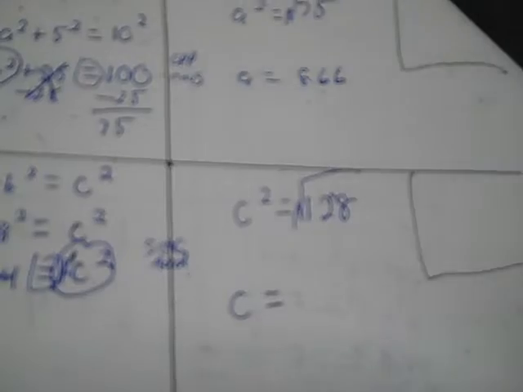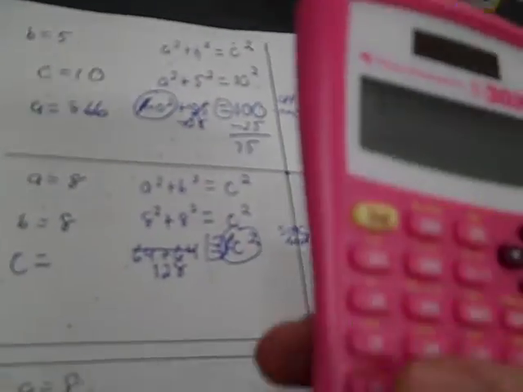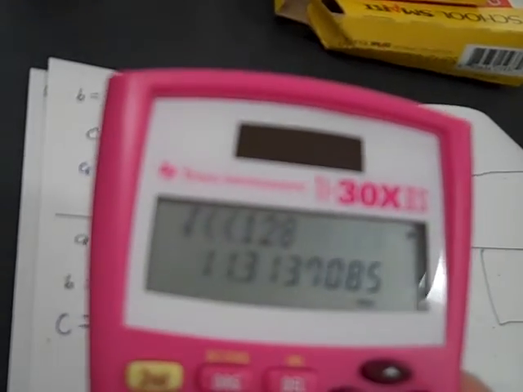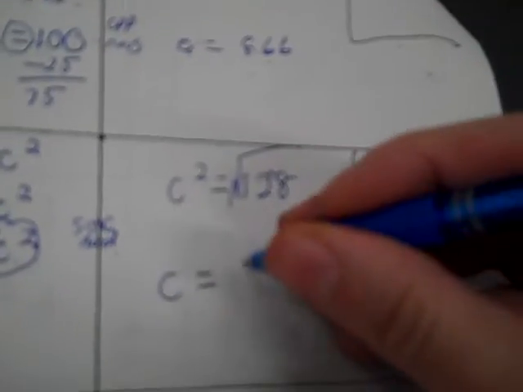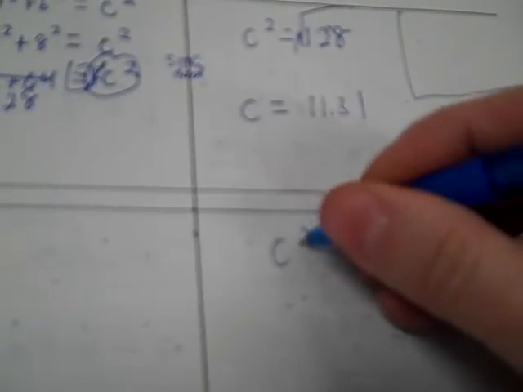Okay, so I know what C to the second is equal to. Now I find the square root. So second, fourth key up, and I get 11.31. And I just put 11.31 down there. Okay, C should be the longest. Okay, A is 8, B is 12. What is C equal?